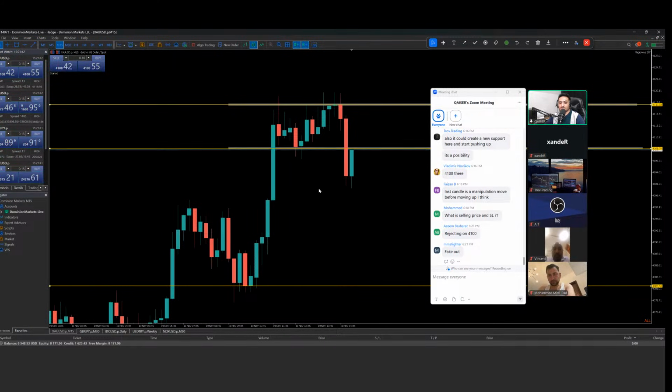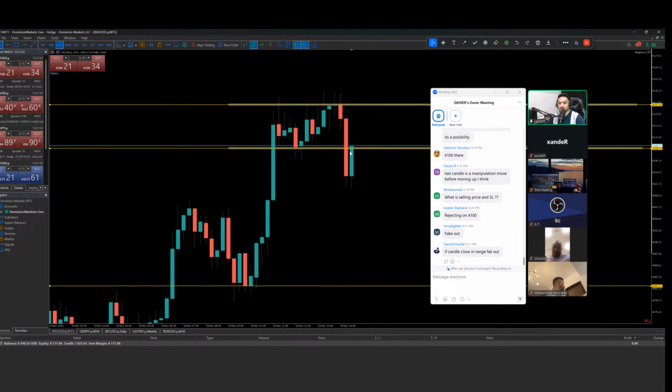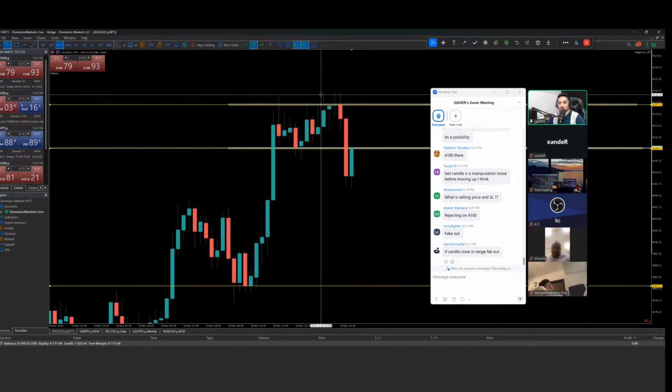Fake out. We'll see. I just wanted to see how this candle is about to be. You know what? If it continuously pushes upside and closes back into the range, I'm going to take a buy. If it continuously pushes upside and breaks all this rejection, I'm going to take a buy.